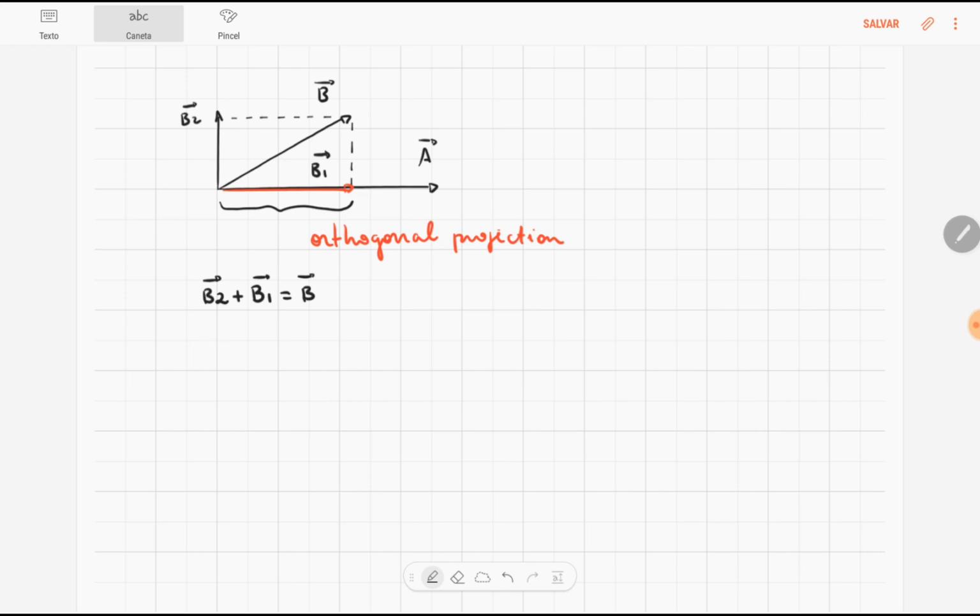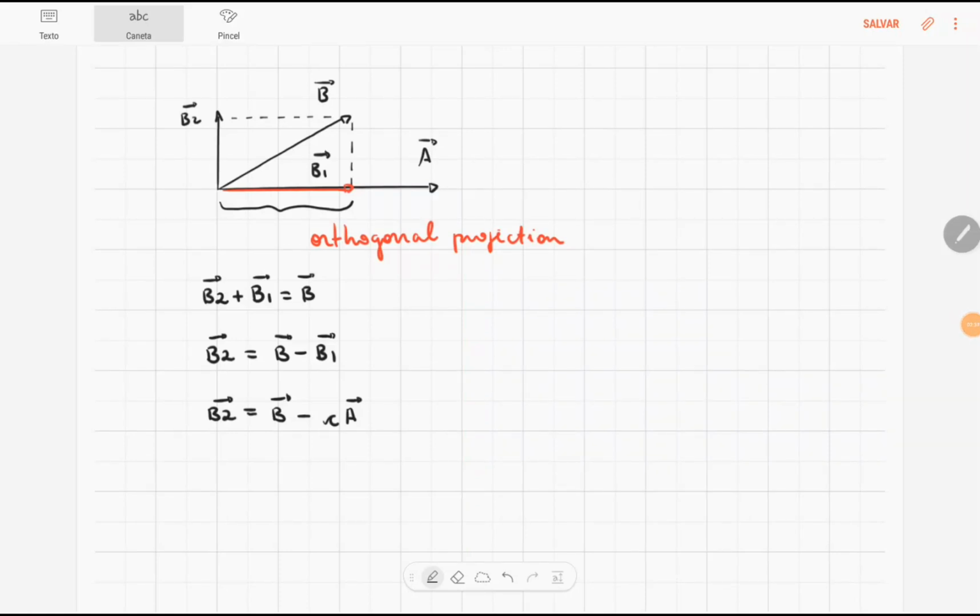And we also may write that B2 is equal to B minus B1. But we know that B1 is parallel to vector A. So we may write B2 is equal to B minus a scalar number I'm gonna call C times vector A.